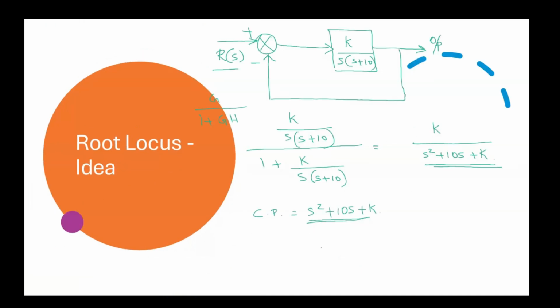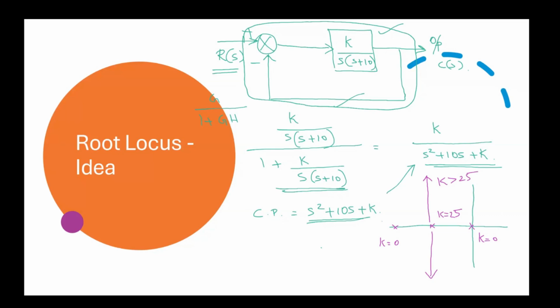Suppose you have an input R(s), output C(s), and the open loop transfer function as K divided by s into (s plus 10), and we are giving a unity and negative feedback. So we can reduce this entire block by using the formula G(s) by 1 plus G(s)H(s), which will be K divided by s squared plus 10s plus K. Now the characteristic polynomial is s squared plus 10s plus K, which is nothing but the denominator of the closed loop transfer function. Now we are analyzing what happens when the value of K is changed.